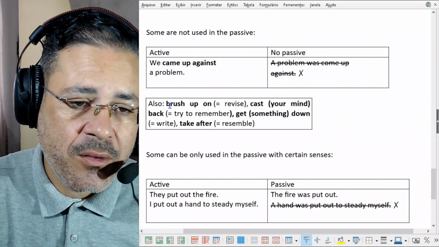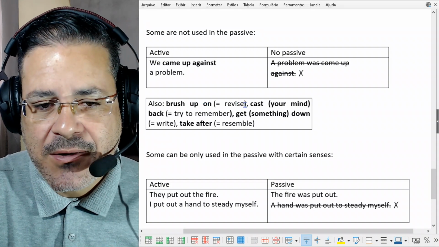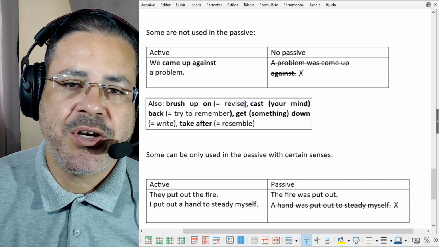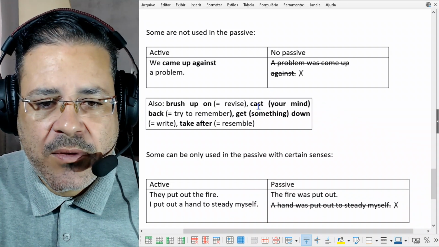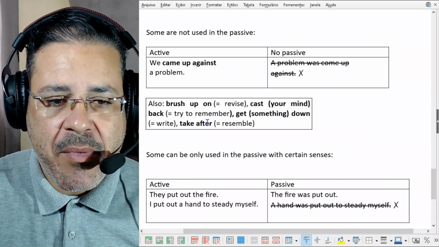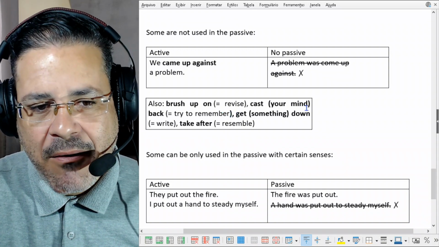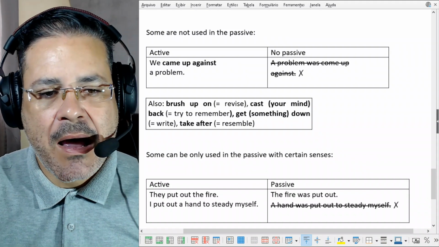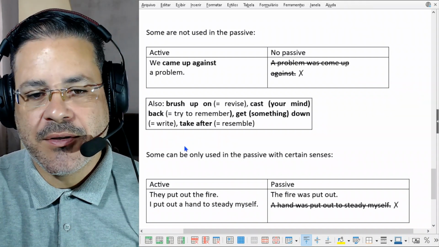Also with those verbs, brush up on, a three-word verb again. Brush up on means to revise. For example, you might brush up on your English, your German, your Portuguese and stuff like that. Also with the verbs cast your mind back, try to remember. Get something down, that means to write something. And take after. Take after means to resemble.